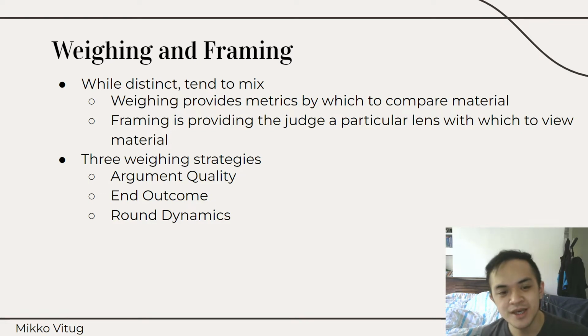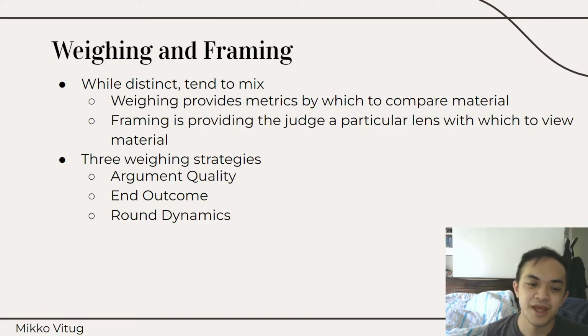And that isn't necessarily weighing in nature, but oftentimes, the way in which you frame could also inform the way that ends up occurring. I personally think there are three weighing strategies. This is probably not an exhaustive list, but I have tried to come up with as many as I have thought of or possible. And I've divided them into three main categories. Number one is argument quality, second is the end outcome, and the third is round dynamics.